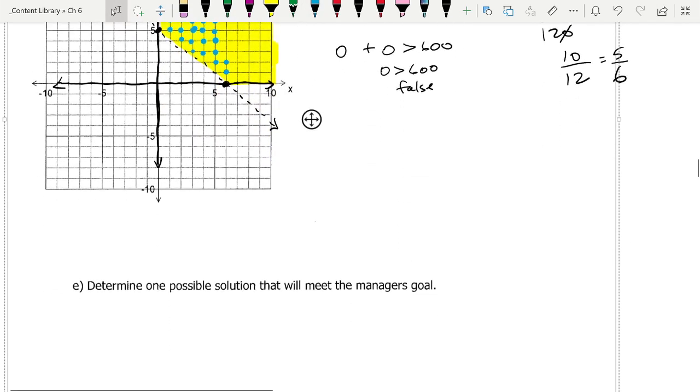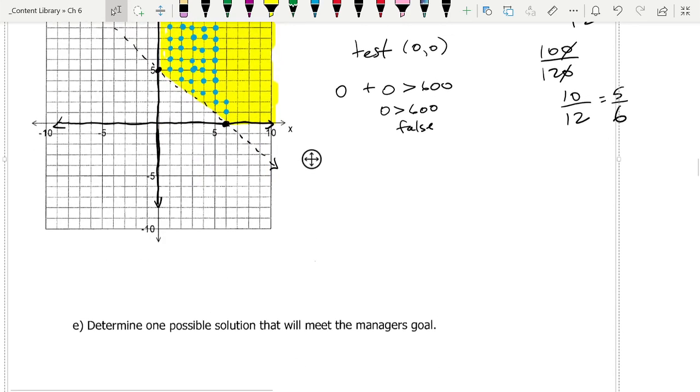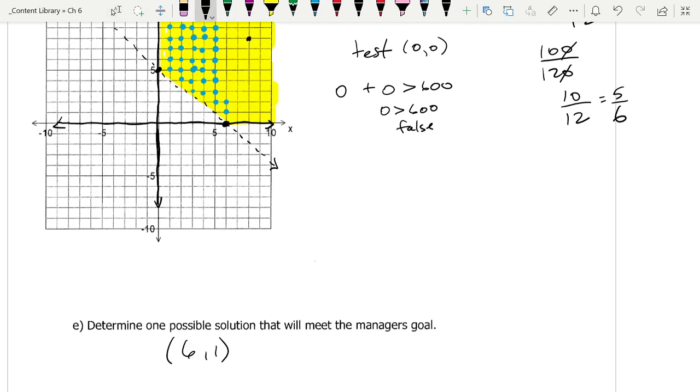determine one possible solution to the manager's goal. Any of these dots would work. So for example, how about this dot right here? This is a nice dot. That looks like it's 6, 1. Sell 6 skis and 1 snowboard. How about a point up here someplace? That one's 8, 8. 8, 8's a solution.